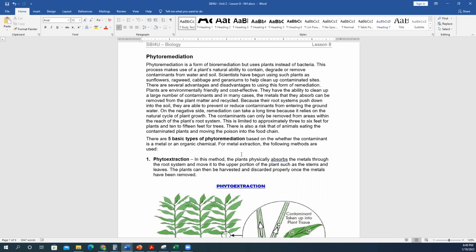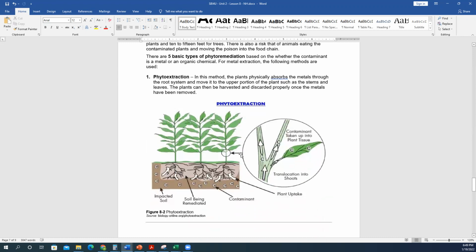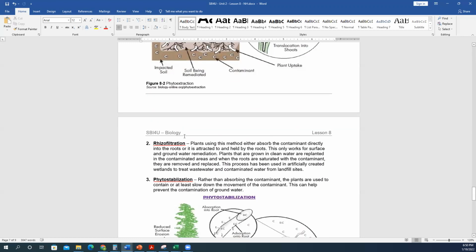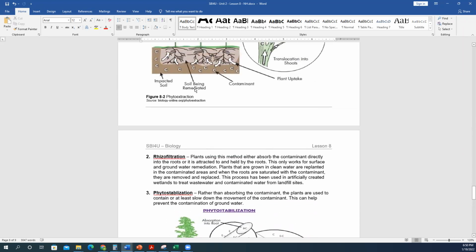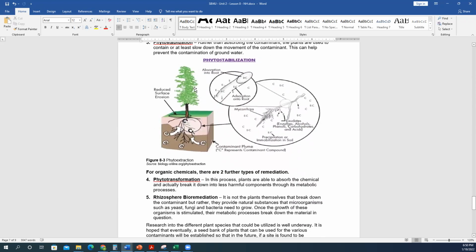So if it is a metal contaminant, the methods that are used, one of them is phytoextraction. And there's also rhizofiltration and phytostabilization. That's for metal contaminants.